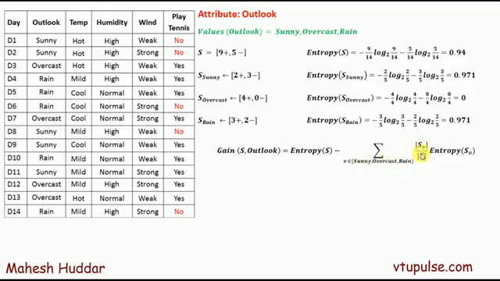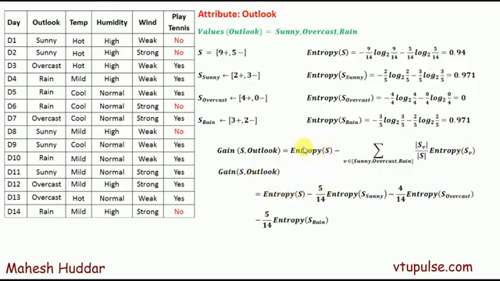So S sunny divided by S, S overcast divided by S, S rain divided by S here, and the entropy of that particular attribute value. First time it will be sunny, second time overcast, and third time it will be rain. So if you expand this, you will get something like this. So gain of outlook with respect to S is equal to entropy of S as it is.